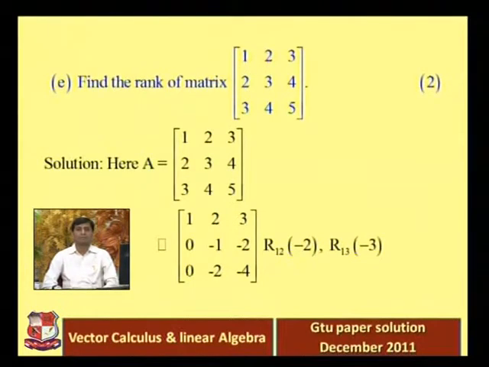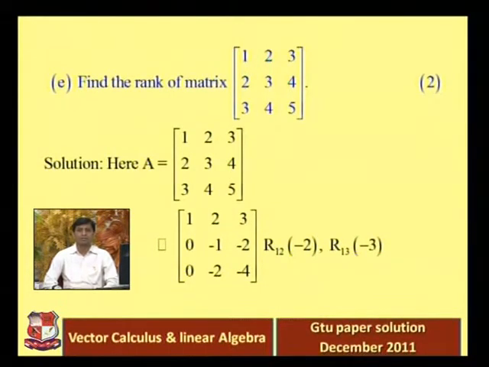We multiply the first row with -2 and add into the second row, and we multiply the first row with -3 and add into the third row. That is our first process. There are two processes we are doing together.